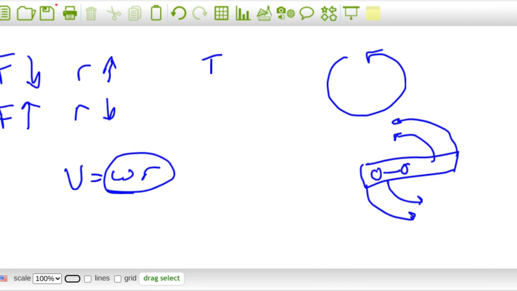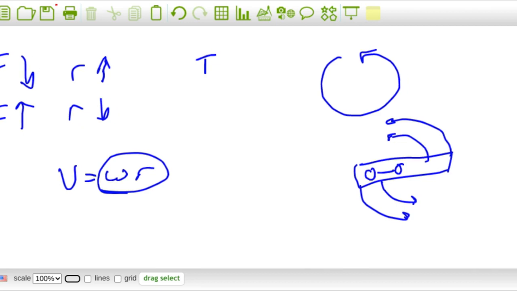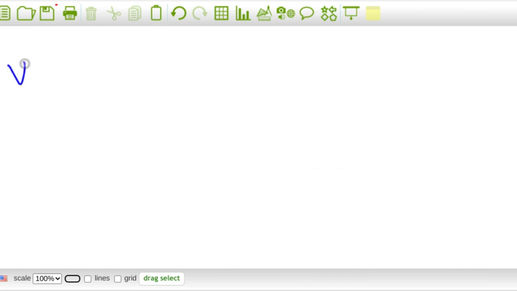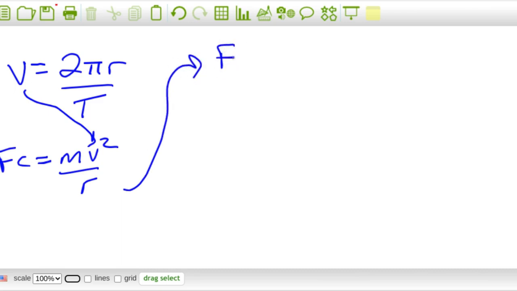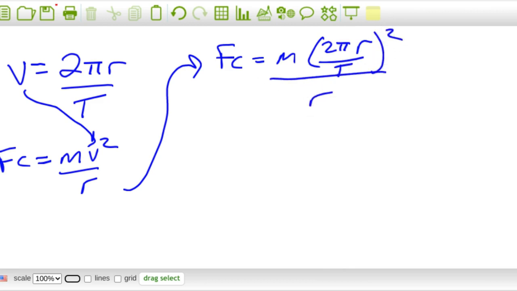And the impact then on the force can be seen, because we know that velocity as this thing is moving around is equal to 2 pi r over t. And so we can substitute that into our centripetal motion equation, mv squared over r. And when we do that, we end up with the centripetal force is equal to m times 2 pi r over t, and that is squared, divided by r.